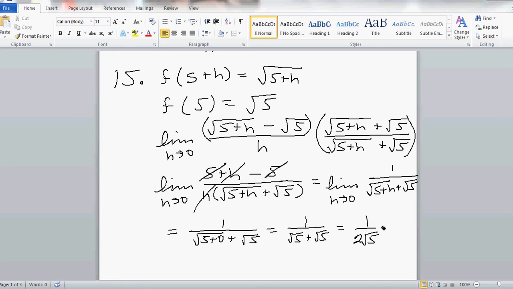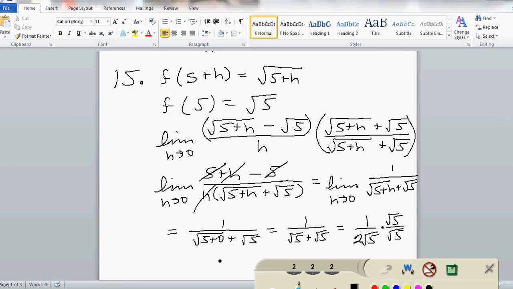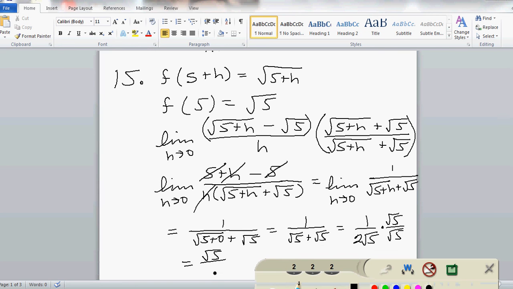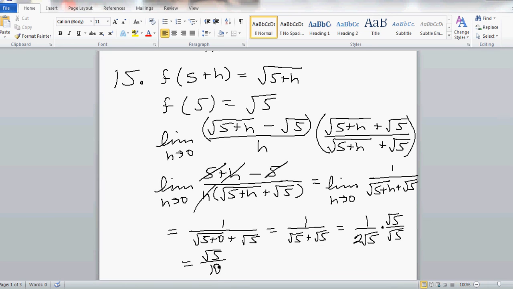And then rationalizing this is pretty simple. Multiply by square root of 5 over square root of 5, which will finally equal square root of 5 over 2 times 5, which is 10. So after it's all said and done, the limit here is square root of 5 over 10. Once again, knowing the shortcut here, and this is what you want to be looking forward to.